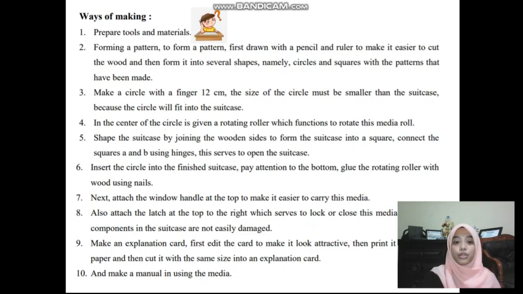Shape the suitcase by joining the wooden sides to form the suitcase into a square. Connect the squares using hangers on the surface to open the suitcase. And then insert the circle into the finished suitcase, paying attention to the bottom. Glue the rotation roller with wood using nails. And next, attach the window handle at the top to make it easier to carry this media. Also attach the latch at the top to the surface to lock or close this media so that components in the suitcase are not easily damaged.